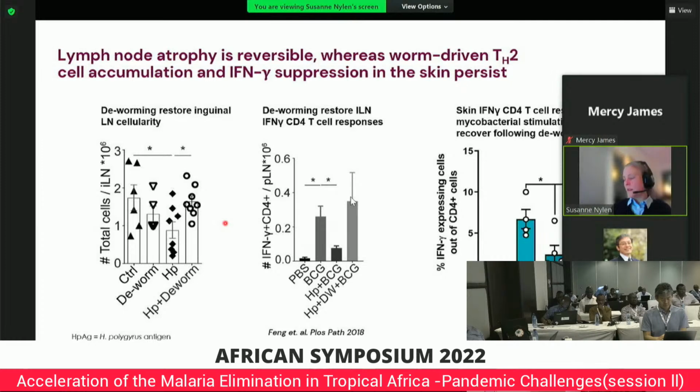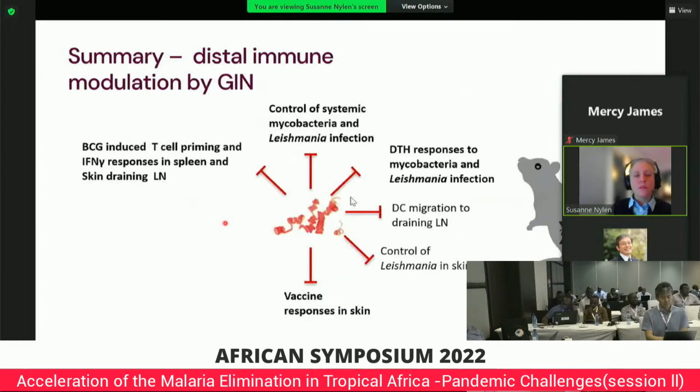So, not to take up any more of your time, I didn't show everything, but different studies have shown that gastrointestinal nematode infection can inhibit or mute various responses, such as T-cell priming, control of mycobacteria and Leishmania infection, and DTH responses, and that they also influence dendritic cell migration.